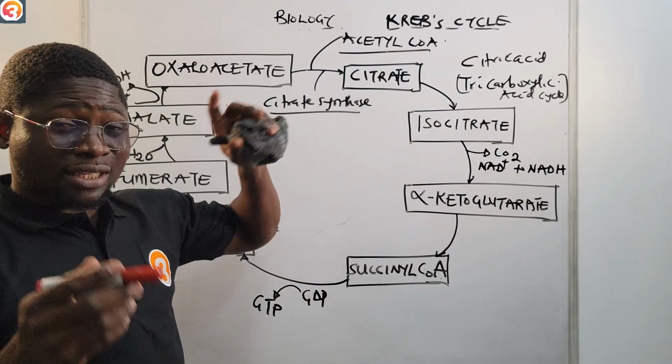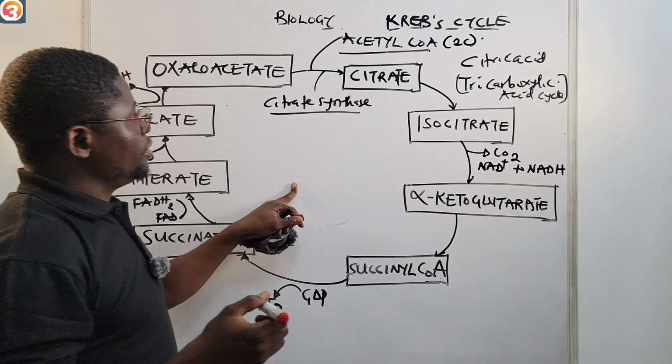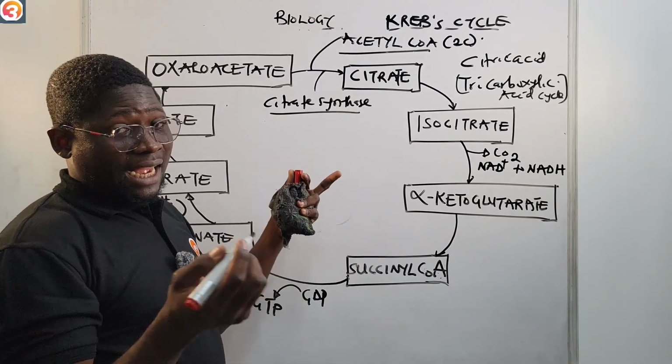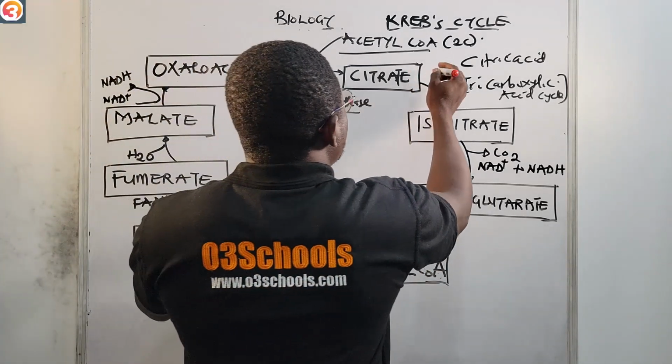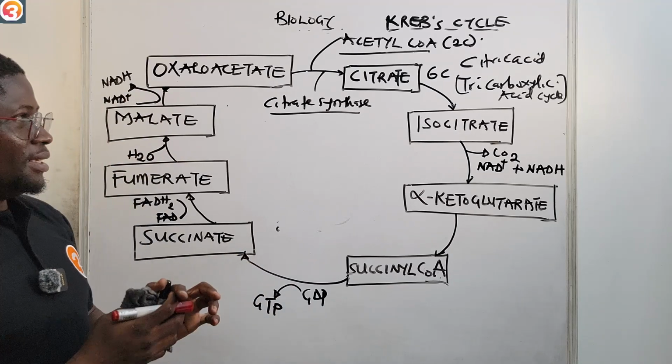Remember that your acetyl coenzyme A has 2 carbons, and your citrate has 6 carbons. Please take note of that.